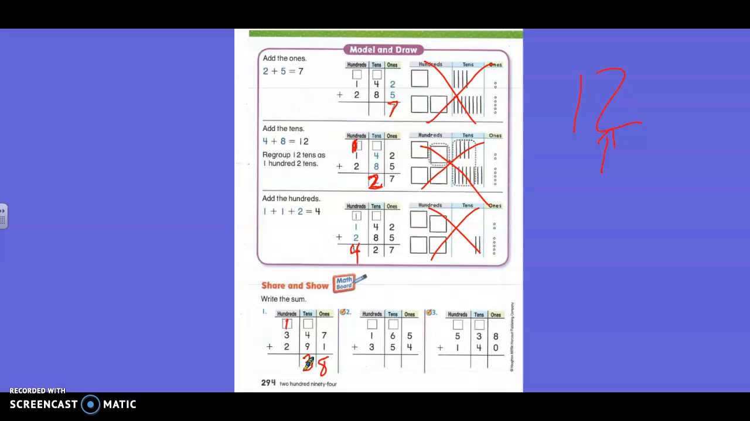Okay, now I'm adding 1 plus 3 plus 2. What is 1 plus 3 plus 2? Ethan? 6. You guys agree? Yeah. Okay, so what's our answer? 638. Okay, I want you all to try number 2 on your own. And we're going to check it. Okay? Just in case the ones have to be regrouped too.